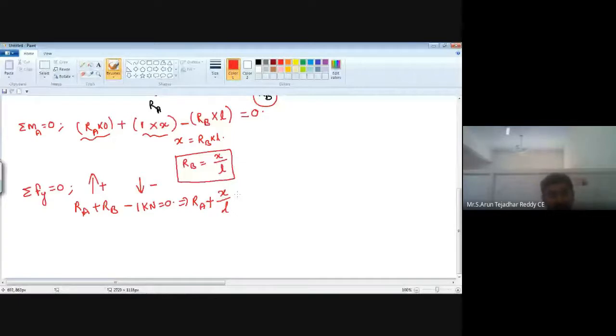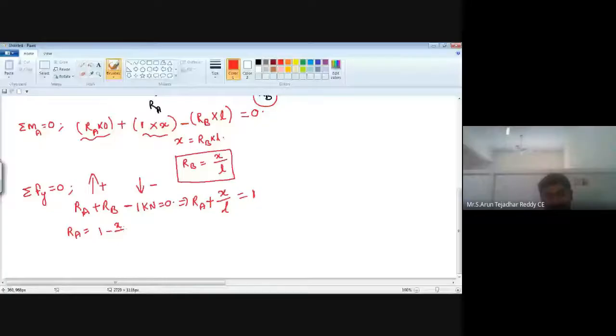RA plus RB, that is x by L, is equal to 1 kilonewton after sending it to the right side. Now RA is equal to 1 minus x by L. Here the LCM is L. Finally, RA is equal to L minus x by L, and RB is x by L. These are the general reactions RA and RB.